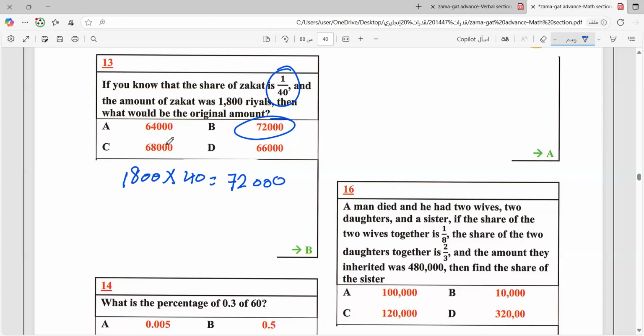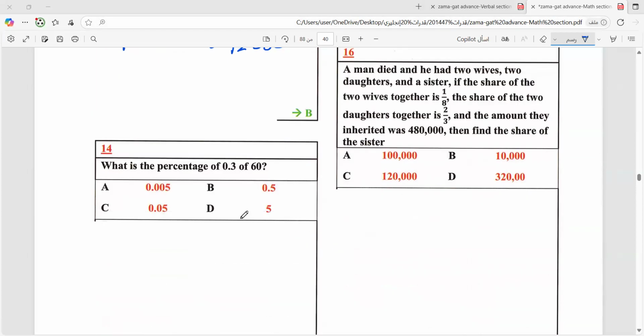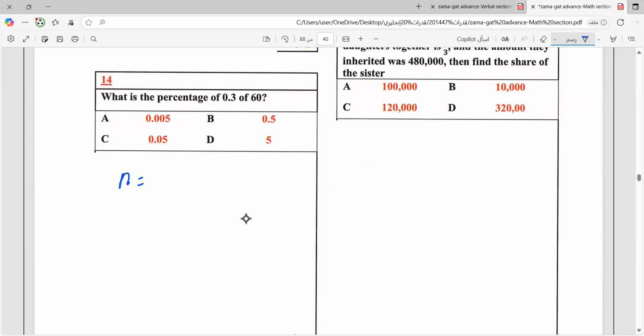Is it clear? Yes. Right. Okay, now number 14, continue. What is the percentage of 0.3 of 60? So we need to find the percentage. If I want to find the percentage, it is 0.3 of 60 times what? Times 100, right?